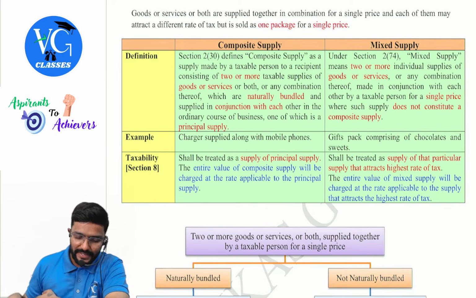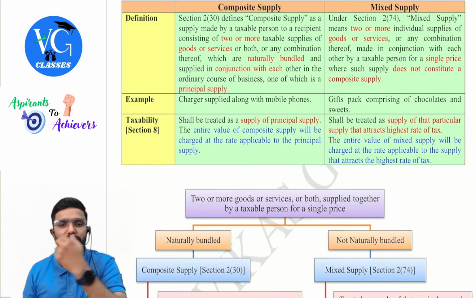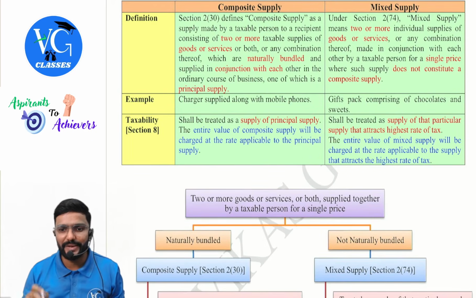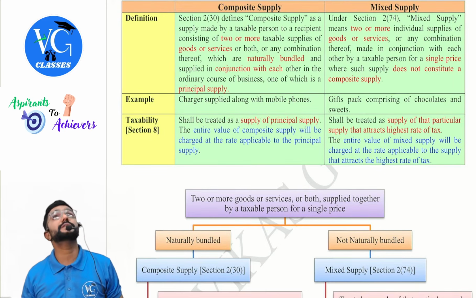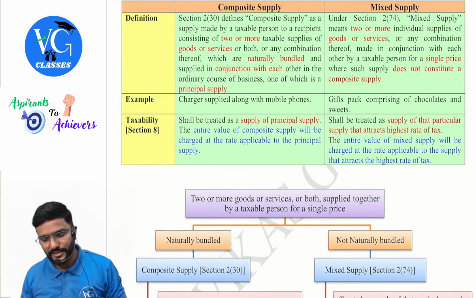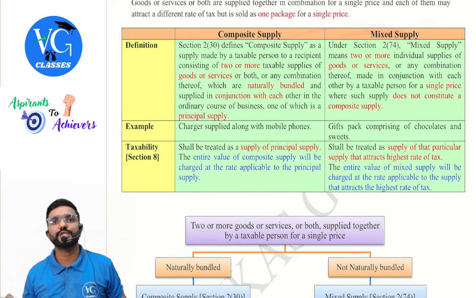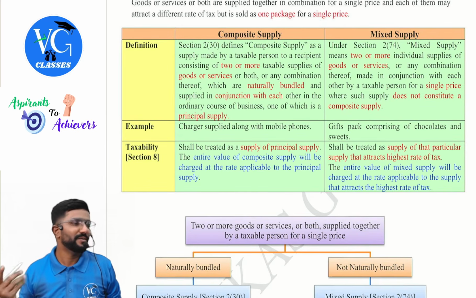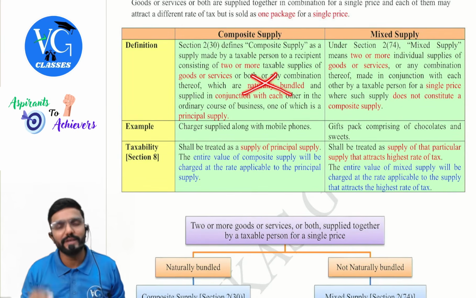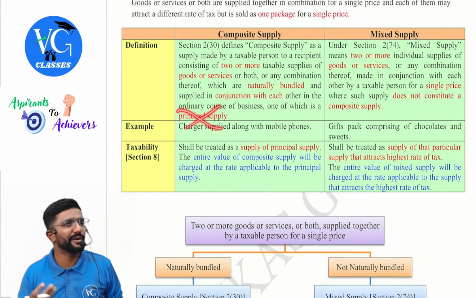Taxability shall be treated as the supply of the principal supply. The entire value of the composite supply will be charged at the rate applicable to the principal supply. Coming to mixed supply, covered in section 2 clause 74. If you know composite supply, then mixed supply is already done. Only the naturally bundled condition will not come there. When it is not naturally bundled, obviously we will not care about principal supply.